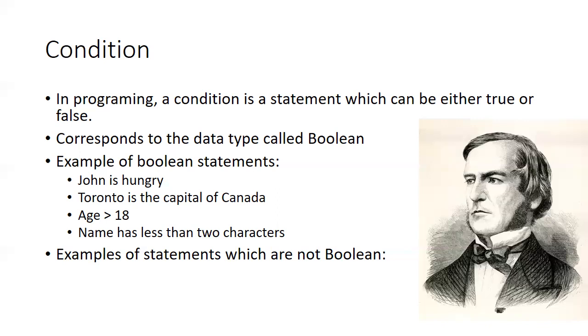Age is bigger than 18. That could be a person, right? So you have two different people. This one, their age is bigger than 18. That's either true or false. And another one may be there, so that might be true. And another one who's a child, that might be false.